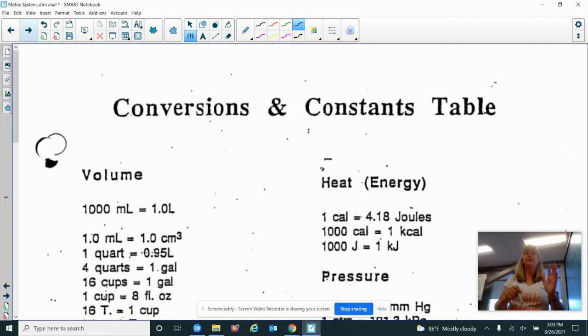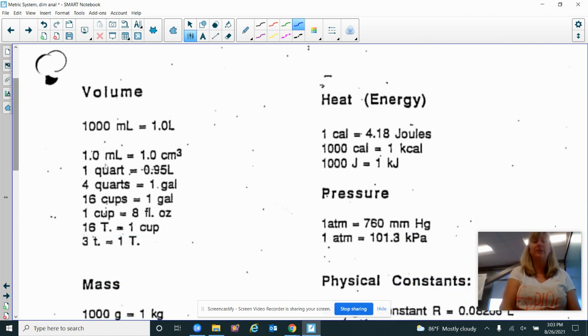And it has a lot of different things on there, like different conversions of volume, and they're just equivalencies. So it's true that 1 quart is 0.95 liters. Okay, that's a conversion between English and metric in volume. It's true that 4 quarts is a gallon, that 1 cup is 8 fluid ounces. So all of these are true facts. All of these can be used as a conversion factor.